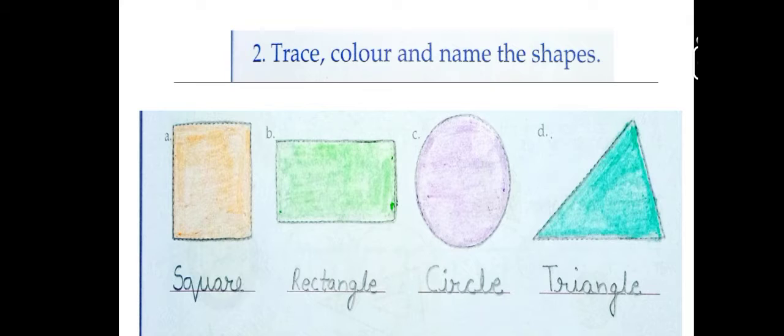Now once again we will revise our shapes. Number A, square. The spelling is SQUARE. Number B, rectangle. RECTANGLE. Number C, the shape is circle. CIRCLE. Number D, triangle. TRIANGLE.